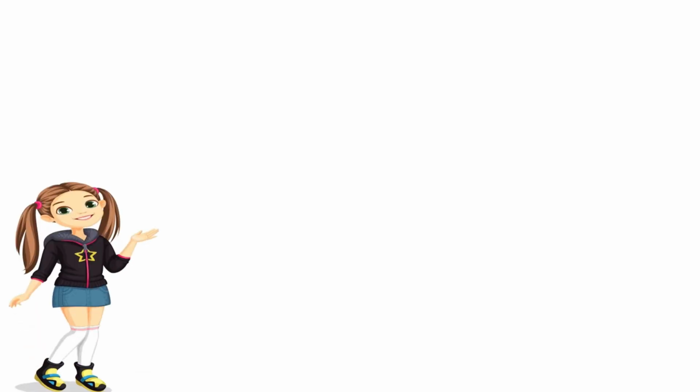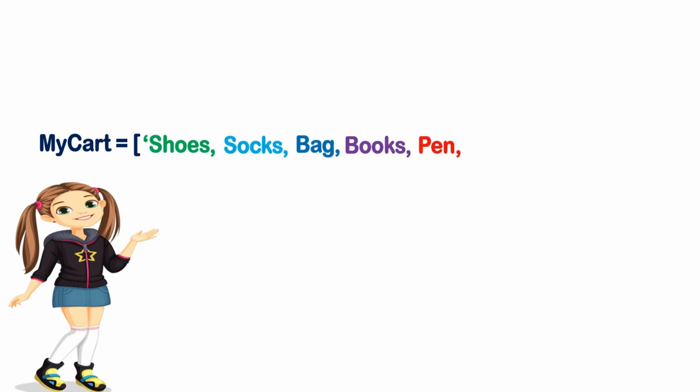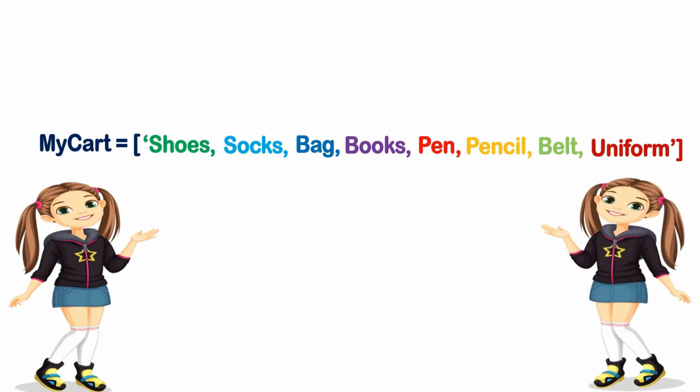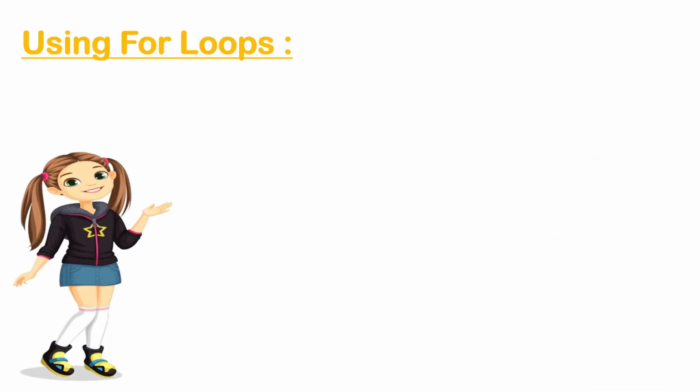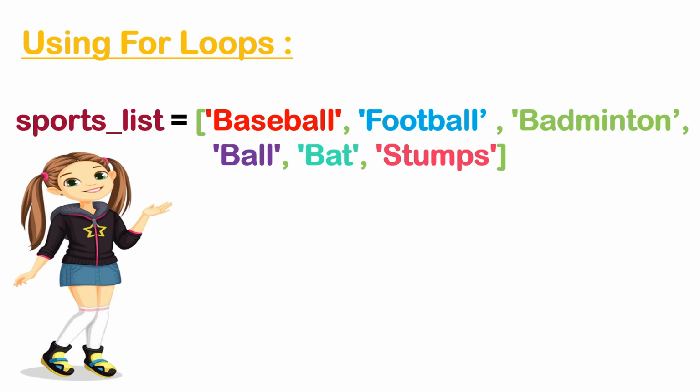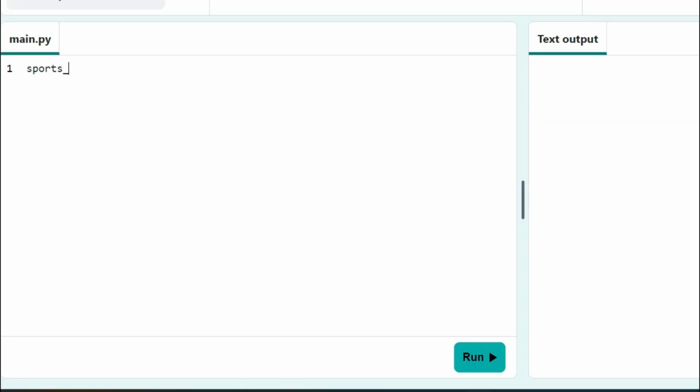Now we will see you can also use a list which you have already created, such as the shopping list. We have already seen it in our previous video in the chapter on lists. Now I am taking this example, which is the same as we did earlier. This is the sport list with some items. Sport list is equal to baseball, football, badminton, ball, bat and stumps.